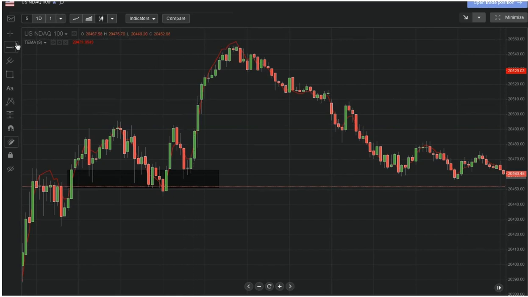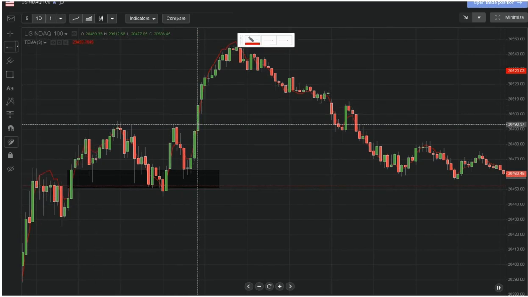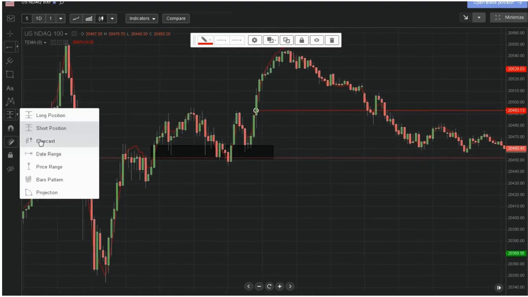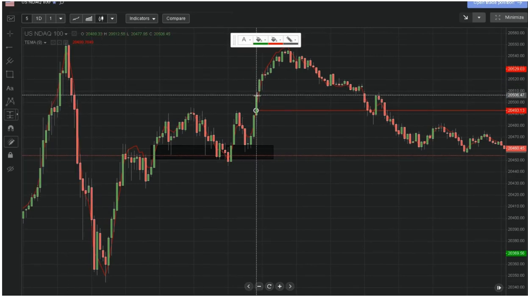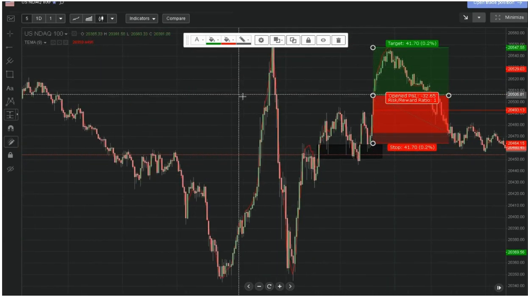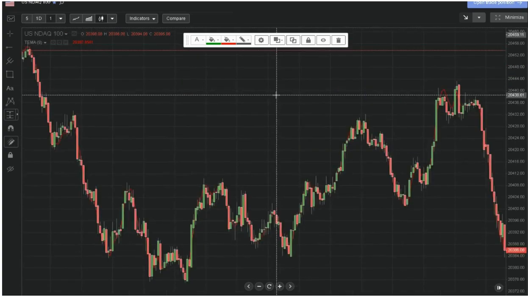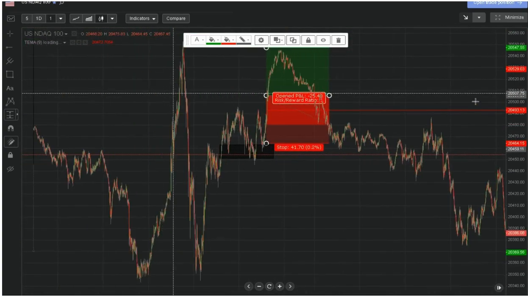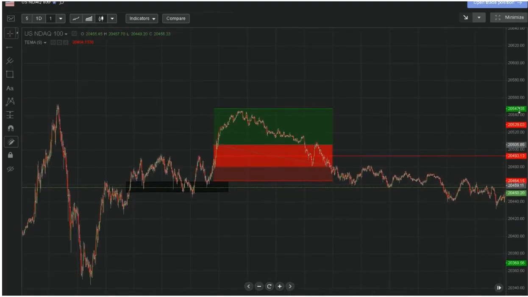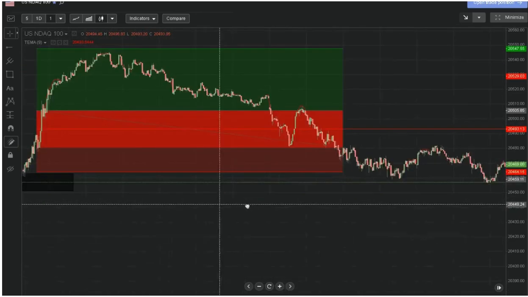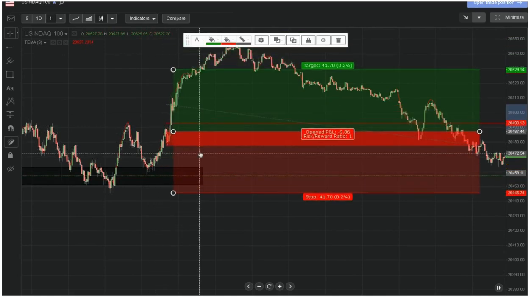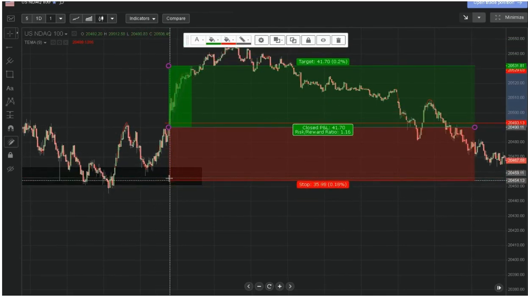Let me delete this. We broke this structure, and we rallied up. So I would enter this trade after this candle ends. On 1 minute I would have a better trade, but I can't see it. Here, as you can see, as we enter this fair value gap, we broke the structure on this side. I would have my stop loss beyond these lows.